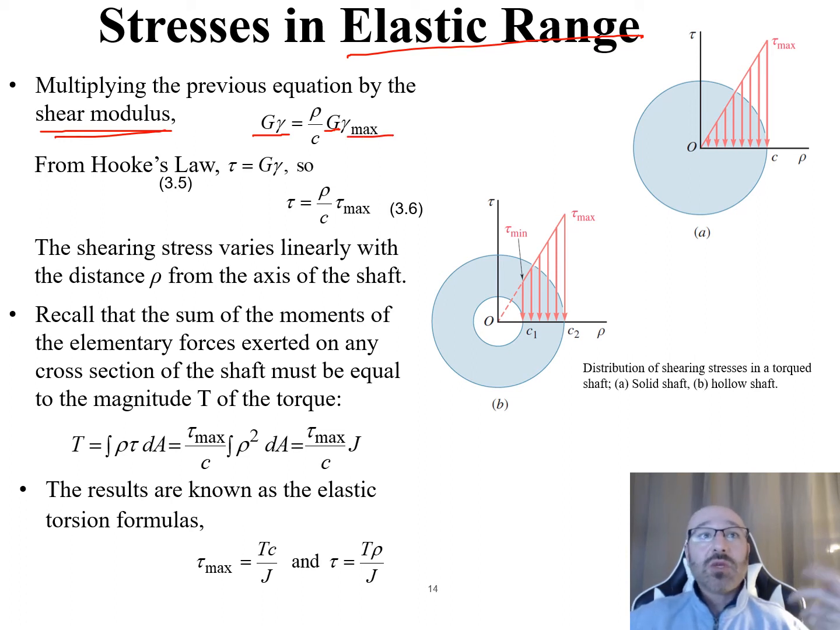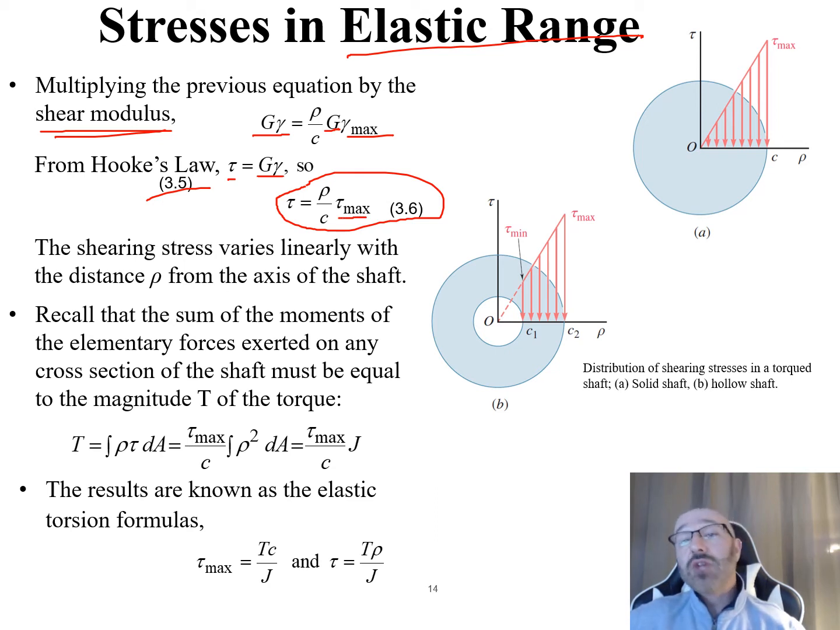So then what we can do is sub in from Hooke's law. We go back in the previous chapter, but we can see it again in equation 3.5 in this chapter of our textbook as well, where tau is equal to the shear modulus G times our shear strain gamma. When we plug that into the equation above, we can rearrange and find that tau is equal to rho over C, where rho is the radius and C is the max distance all the way out to the top surface where our shear strain is max, times tau max. This is related back to equation 3.6 in our textbook.